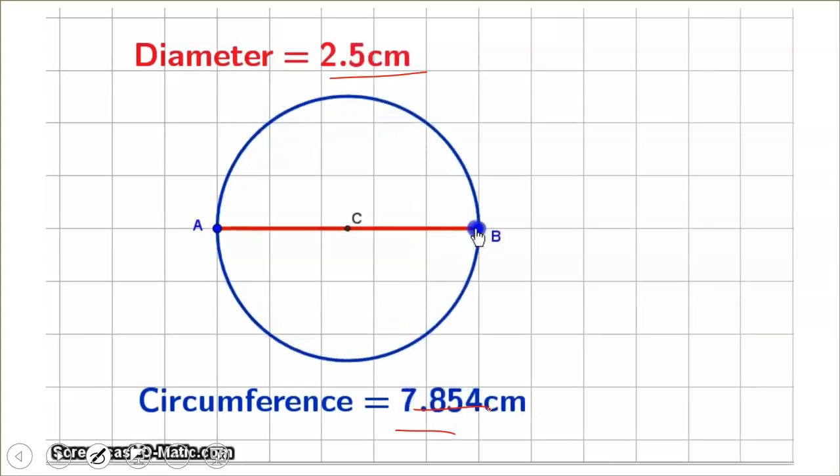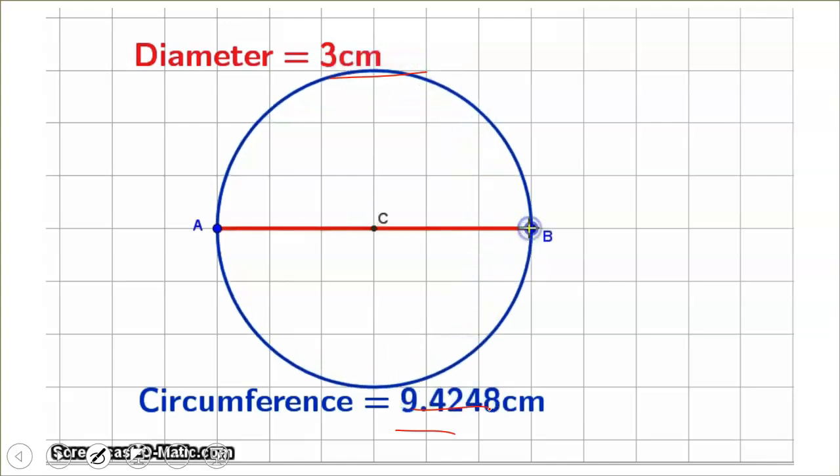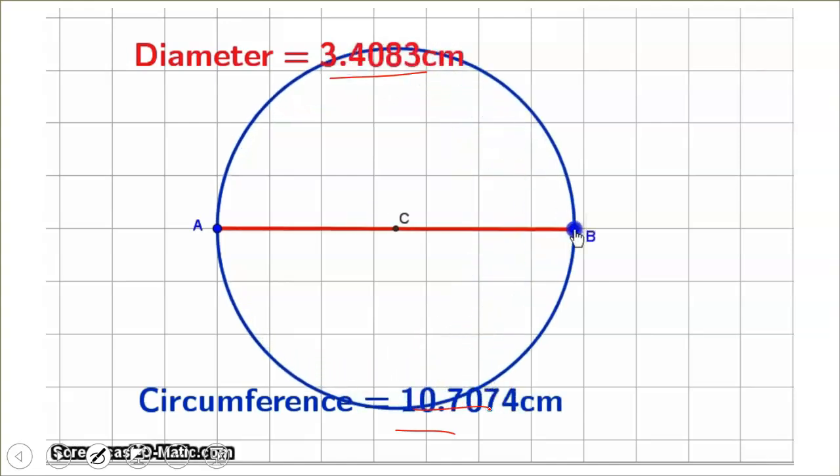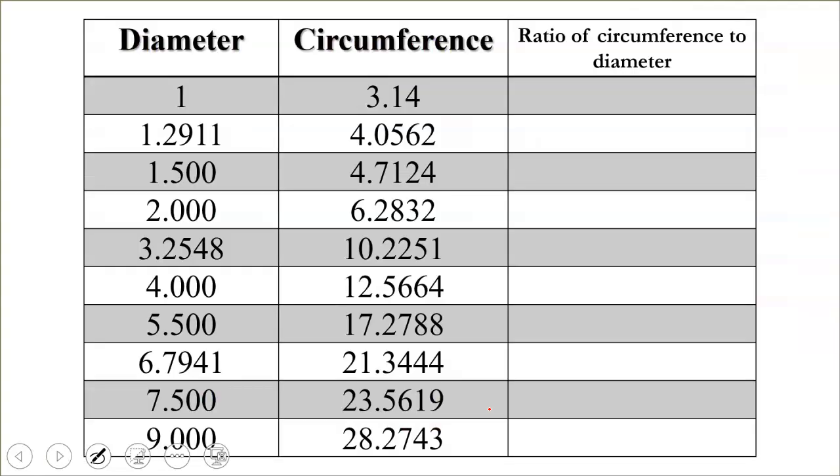Okay. Now, let's try to tabulate a few of these values of circumference with respect to their diameter. When the diameter is 1, circumference is 3.14. When the diameter is 1.2911, circumference is 4.0562. And it goes on and on. Now, I want you to pick a calculator. You can pause the video, get a calculator, then come back again.